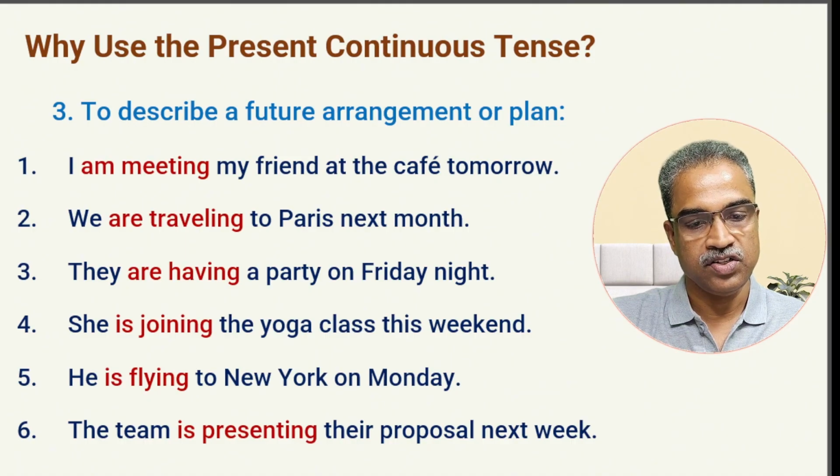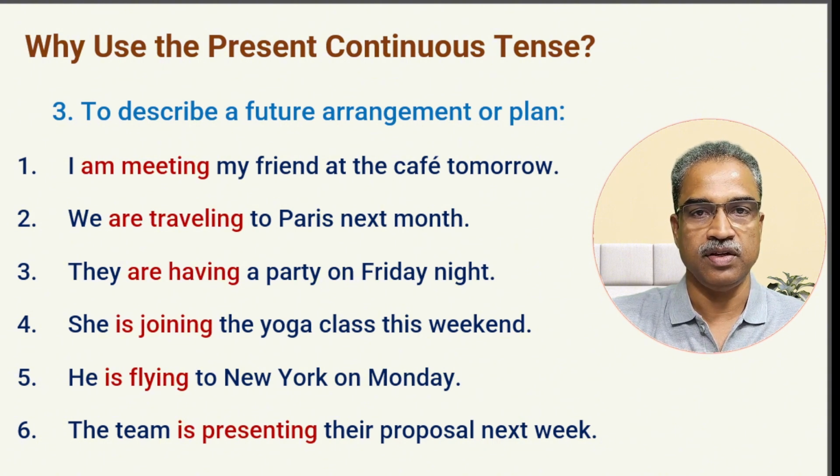Next is the team is presenting their proposal next week. The team has not presented, or is not presenting, right now. This is about next week. The team's plan is to present this. So we could easily say the team is presenting.